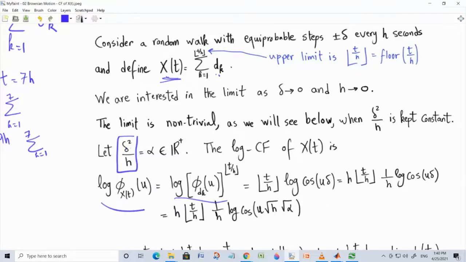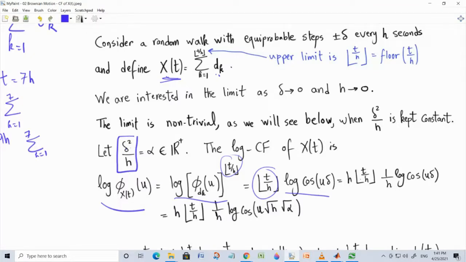So again, we take the characteristic function of one of the d's. They are IID. They have the exact same characteristic function. We raise to the power floor of t over h, because that's the number of the d's in the expression for x of t. That's the number of terms in the summation. And if you take the logarithm, you will have here the floor of t over h, and then the logarithm of cosine u delta.